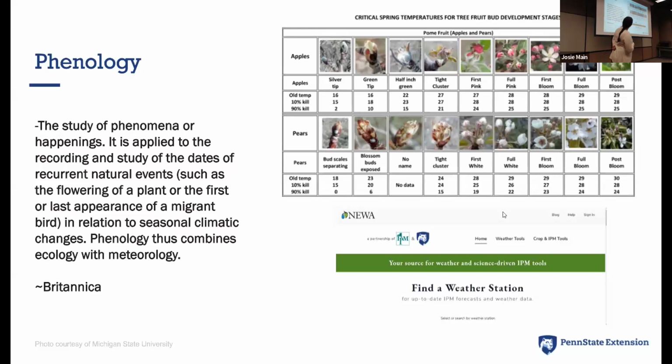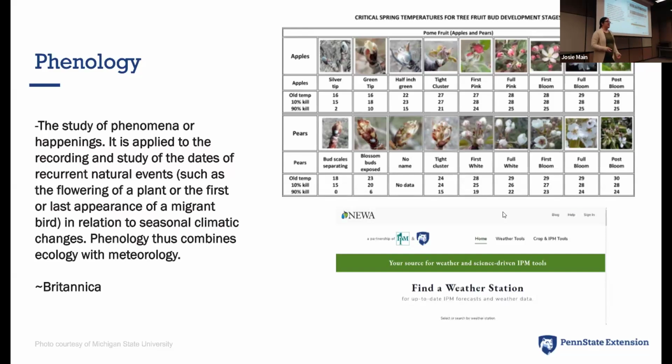So silvertip, if you can see, that's your earliest growing stage. That's when the buds are starting to get fuzzy and swell just a little bit. You have green tip when the leaves are just starting to form and become visible. You have half-inch green, which is obviously a half-inch of green material. You have a tight cluster when the leaves are just getting ready to expand. You have first pink, that's when you're starting to see that preliminary blush in your apple blossoms. Full pink, first bloom, full bloom, and post bloom.